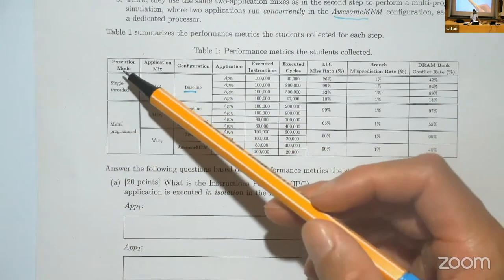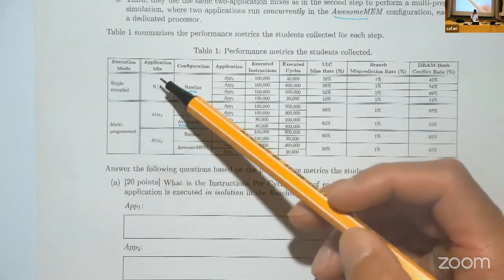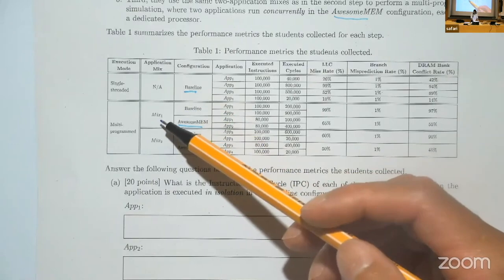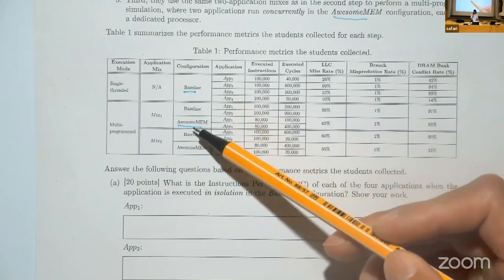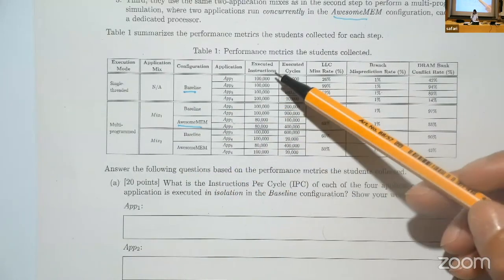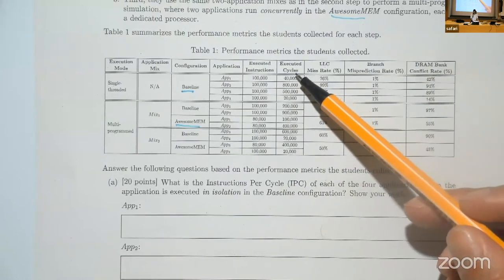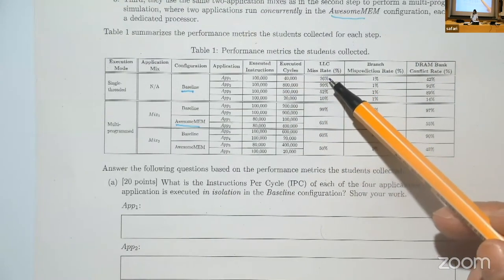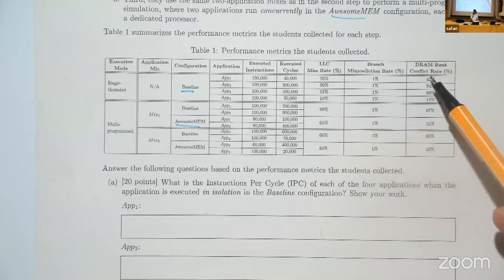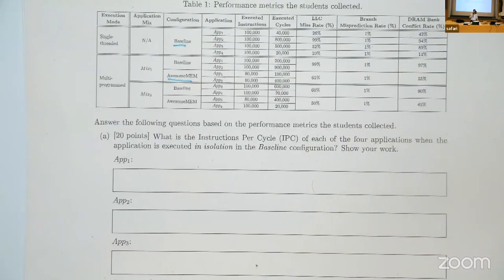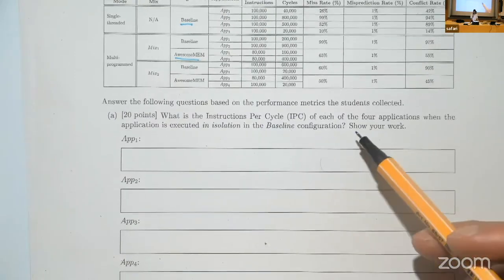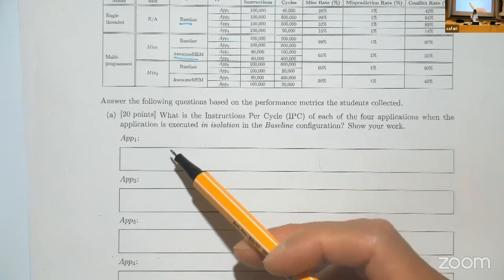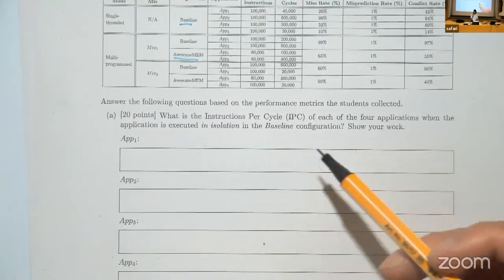If you look at the table, we have the execution mode, single-threaded or multi-programmed. The application mix is only relevant for the multi-program case. Then the configuration, both the baseline and the Awesome Mem, the applications, and some metrics: executed instructions, executed cycles, last level cache miss rate, branch misprediction, and DRAM bank conflicts. Then it asks you a bunch of small questions on top of it. The first question asks you to calculate the instructions per cycle, IPC, of each one of those 4 applications when running in isolation in the baseline configuration.